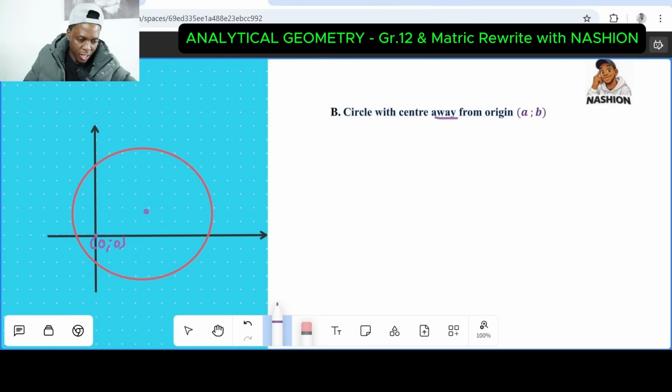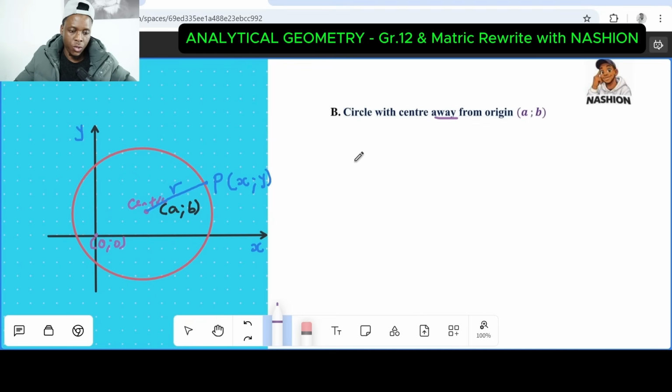The second type of circle is center away from origin. The center is shifted away from origin. So this is our center right here with the x coordinate and the y coordinate. Let's call them (a, b). Not forgetting a line drawn from the center to the circumference, which is our radius. This point, again, let's just call it point P with x and y coordinates. This is the x-axis, and that's the y-axis.